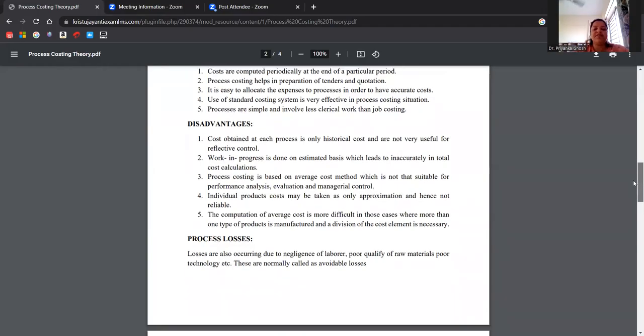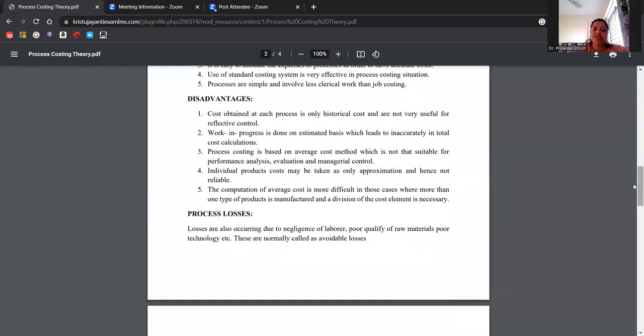What are the disadvantages? The cost obtained at each process is only historical cost and is not very useful to reflect control. Work in progress is valued on an estimated basis, which leads to inaccuracy in total cost calculation. Process costing is based on the average cost method, which is not suitable for performance analysis. Individual product cost may be taken as only an approximation and hence is not reliable. The computation of average cost is more difficult where more than one type of product is manufactured.